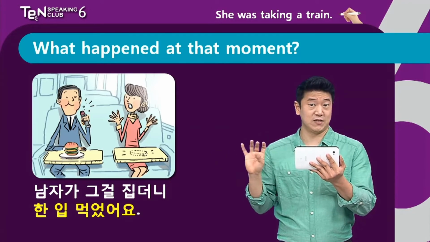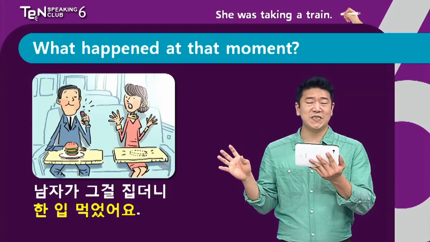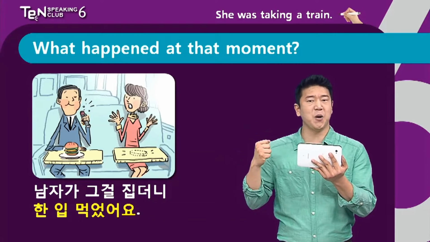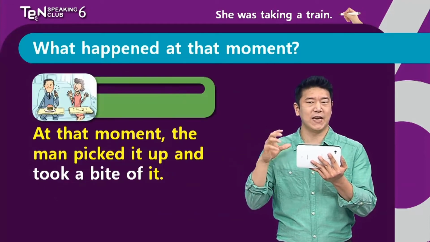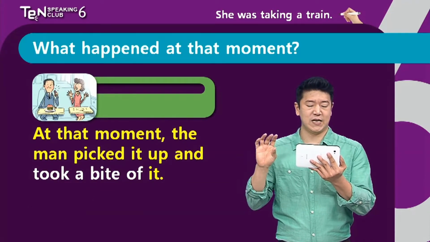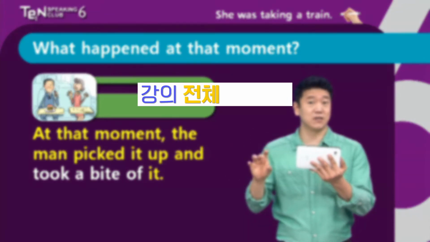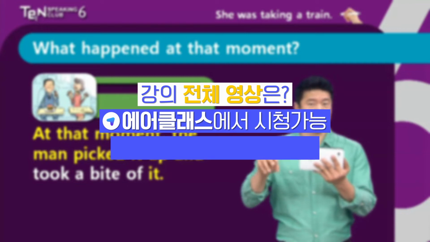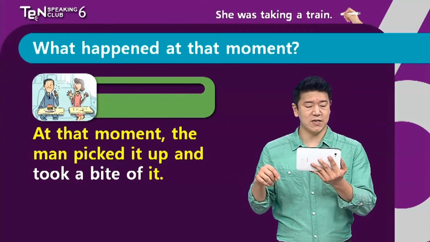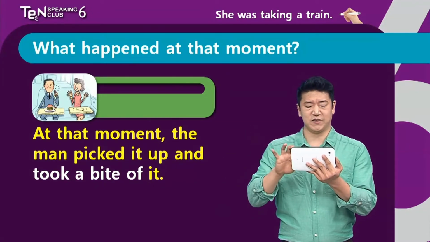Take a bite. Take a bite of something. Okay. So what happened at that moment? At that moment, the man picked it up and took a bite of it. Yeah, at that moment, the man picked it up and took a bite of it. Took a bite of something. It? The chocolate bar. Her chocolate bar. Yeah, so he picked it up and took a bite of it.